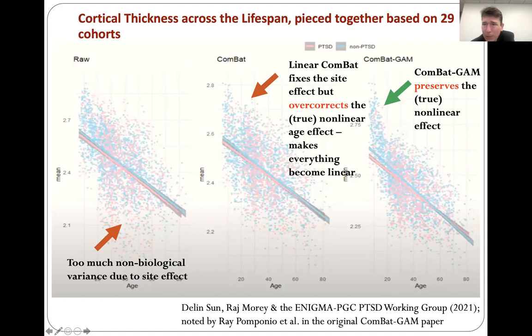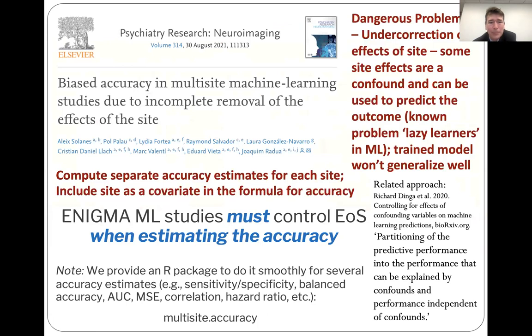And so over on the right, ComBat-GAM, which preserves nonlinear age dependencies in the data, keeps the true nonlinear effect. If you look at that middle panel, if we were to just naively use ComBat, it would overcorrect a true nonlinearity in the age trajectory just to make everything become linear. And this was also observed by Ray Pomponio in the original ComBat-GAM paper.